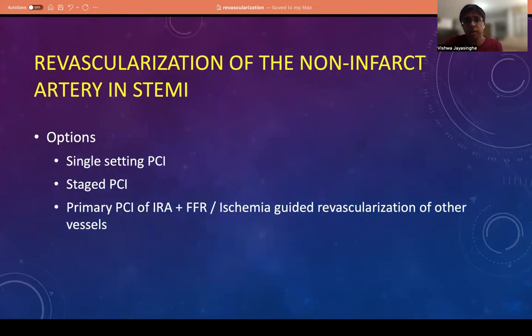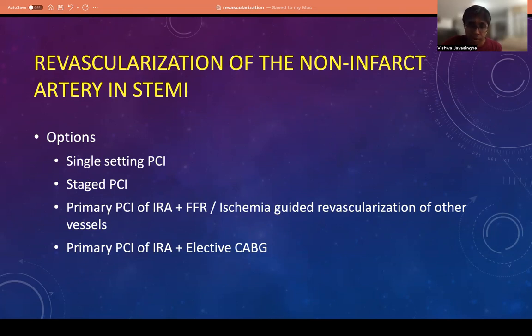So if the patient is not having cardiogenic shock, then what are our options? If the patient is not in shock and we have successfully treated the infarct-related artery, then non-IRA lesions can be treated in 4 different ways. One is single setting PCI: you do the other vessels at the same time as the primary PCI. Or as staged PCI: you do it at a later time. Then there is the FFR or ischemia guided revascularization option. And the other option is primary PCI to the IRA with elective CABG. So let's see when to do what in each of these settings.